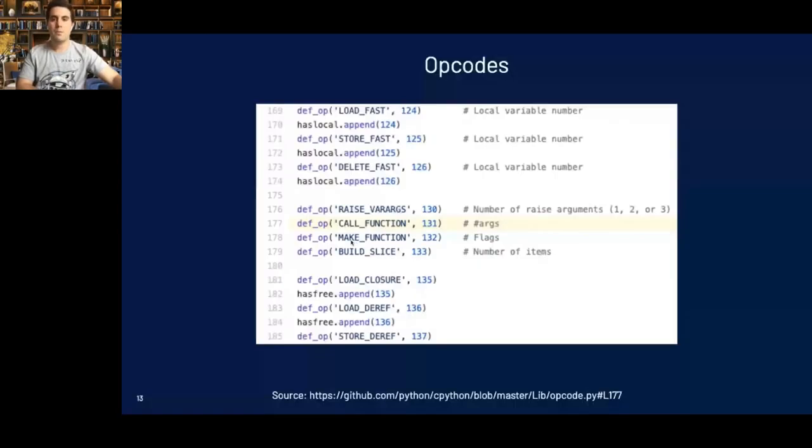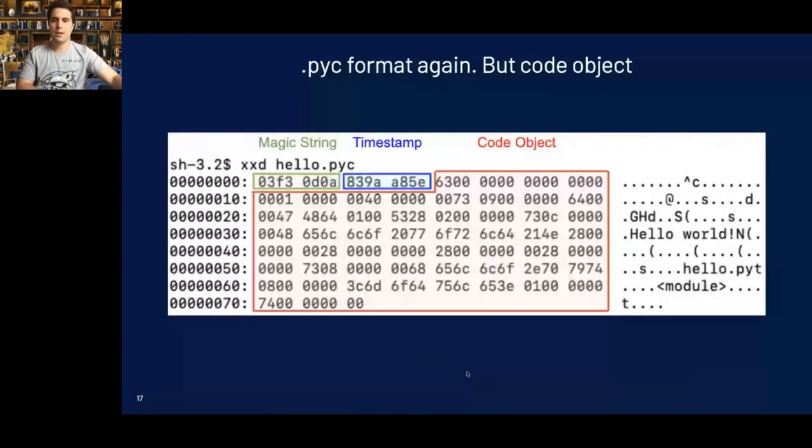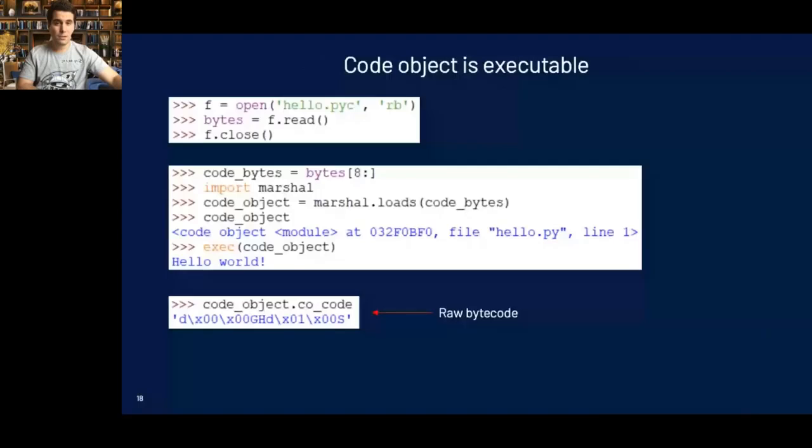So I told you we'd talk about code objects a little bit more. So again, here's that graphic. The code object follows the magic string and the timestamp. And this piece is very important because the code object contains all of the instructions. It contains the opcodes and the operands for each instruction. That code object can also be executed.